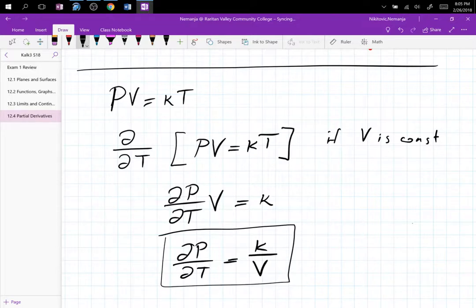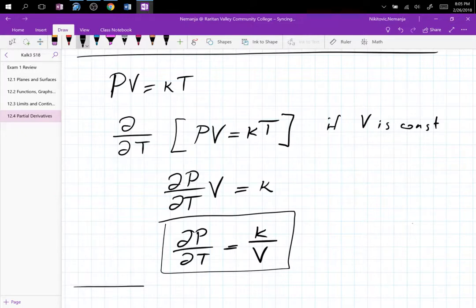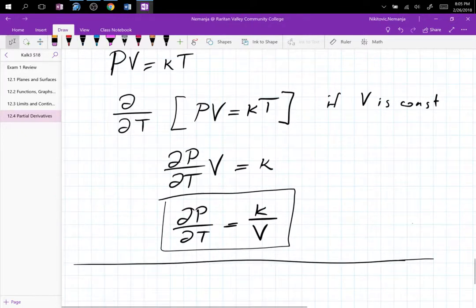And now you can go and study change of volume with respect to pressure, change of pressure with respect to time, change of volume with respect to time. You can study any of these changes that you might be interested in. So partial derivatives go a long way. You can read the entire example with all of the different parts.